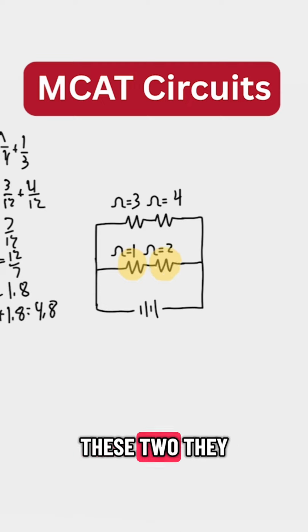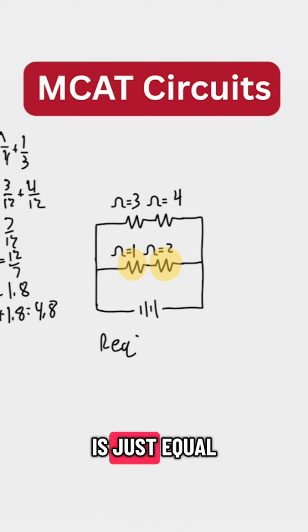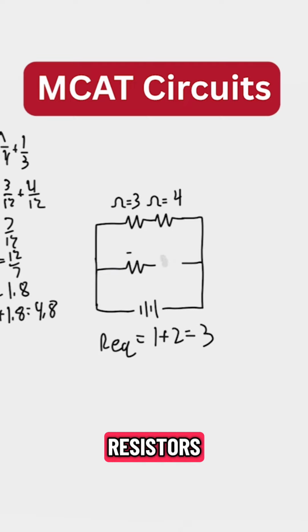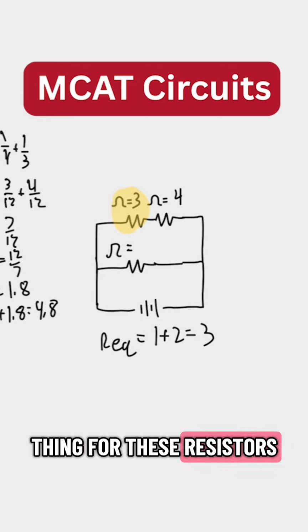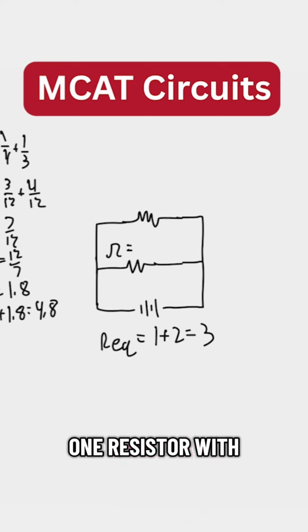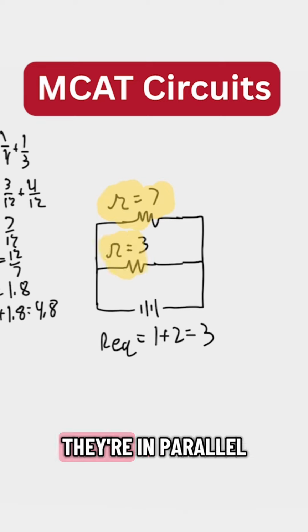If you pick these 2, they are very clearly in series with each other and not in parallel or in series with any other resistors. The equivalent resistance is just equal to those added up, so 1 plus 2 is equal to 3. Now erase those resistors and replace them with 1 resistor with a resistance equal to 3. Do the same thing for these resistors and you get 1 resistor with a resistance equal to 7 ohms. Now we combine these 2 since they're in parallel with each other.